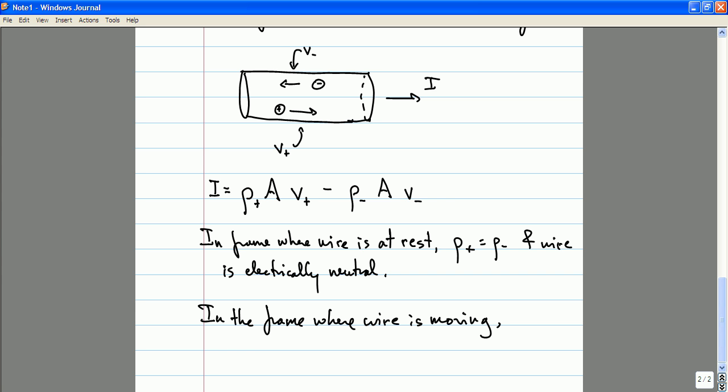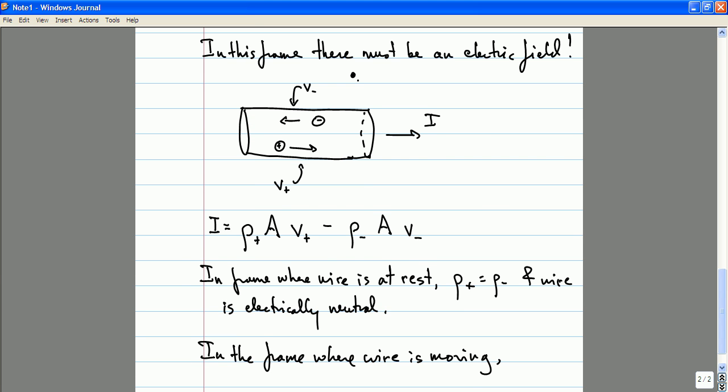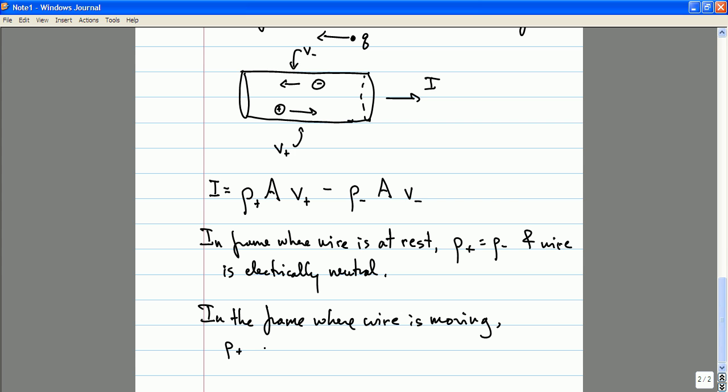Well, the first thing that you notice is that you'll have to take into account length contraction. And so if, for example, the object that we're considering, this charged particle, is moving to the left, then the plus particles will be length contracted more than the minus particles. And so, in particular, rho plus is increased in this frame, whereas rho minus is decreased.